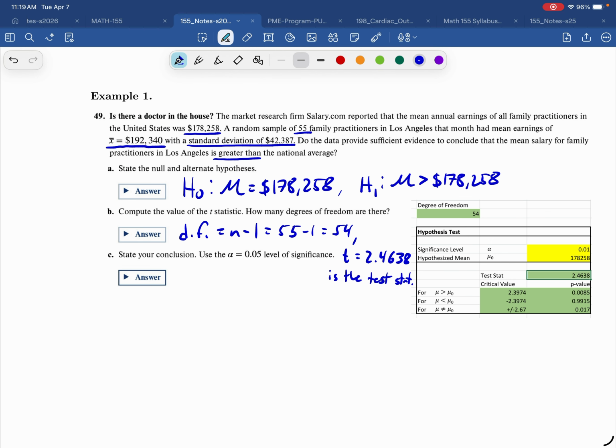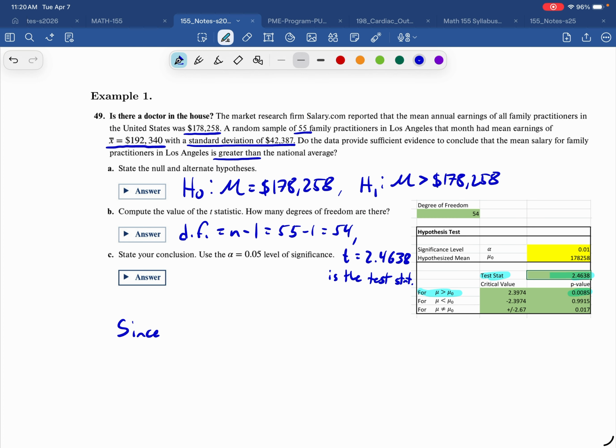Okay, now let's state our conclusion. You don't need to enter this into Excel. It's not going to change the test statistic. All you need to do is take a look at your p-values, right? And in this case, our p-value for our corresponding alternate hypothesis is 0.0085. So, and again, I'll just highlight this right here. Right, look at these guys.